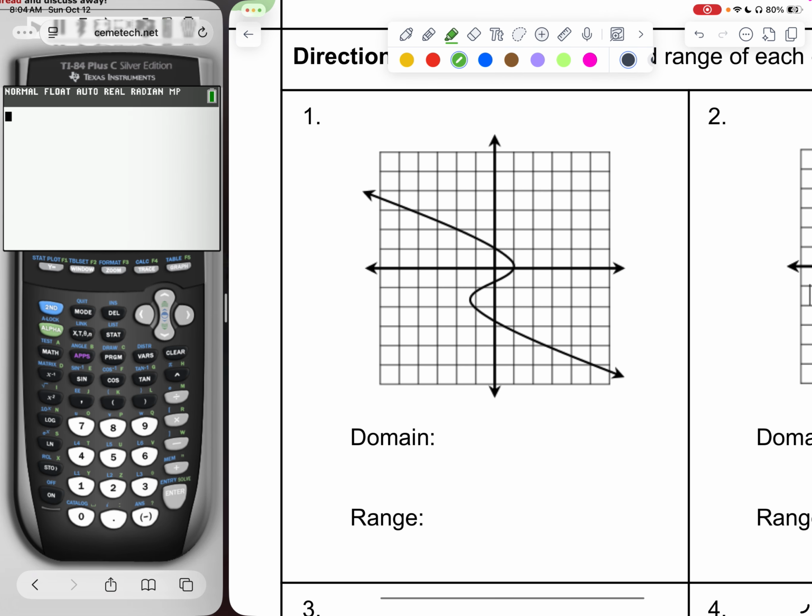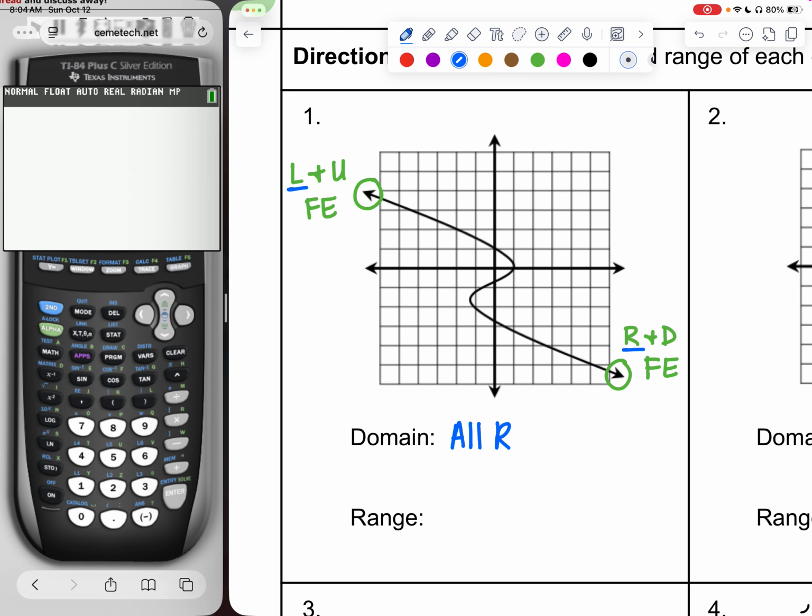If we look at this graph, let's pay attention to the arrows. We see here that this arrow is saying that I'm going left and up forever. This arrow is saying that I'm going right and down forever. So remember, for domain, we look at left to right, and for range, we look up and down or top to bottom. If I'm going left forever and I'm going right forever, I'm going in both directions forever, which means that my domain is all real numbers. I can be any number. The x value can be anything.